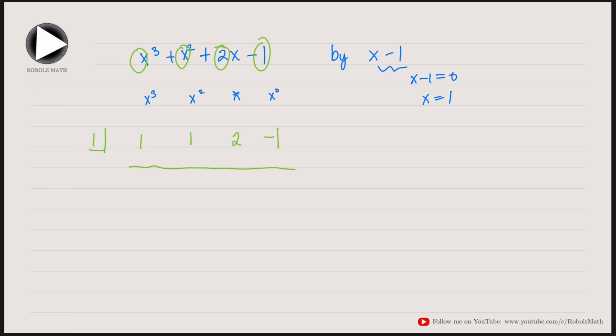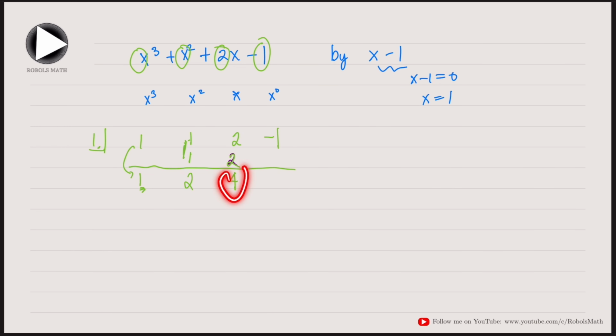For the first term, we drop it as it is. So that would be 1. The next step would be to multiply this result by our number here. So that would be 1 times 1, which is 1. And then we add these terms. We'll get 1 plus 1. Of course, that's 2. Then we repeat the procedure. That's again 2 times 1, which is 2. We add them, we get 4.